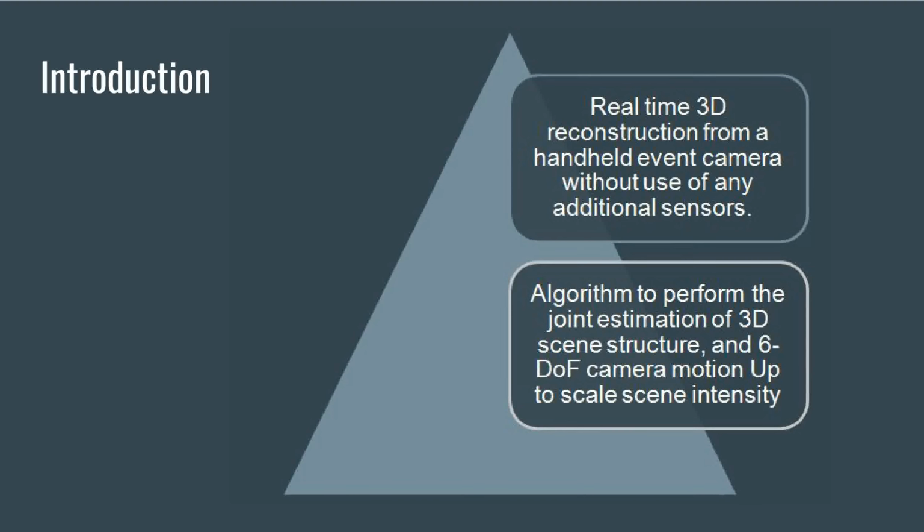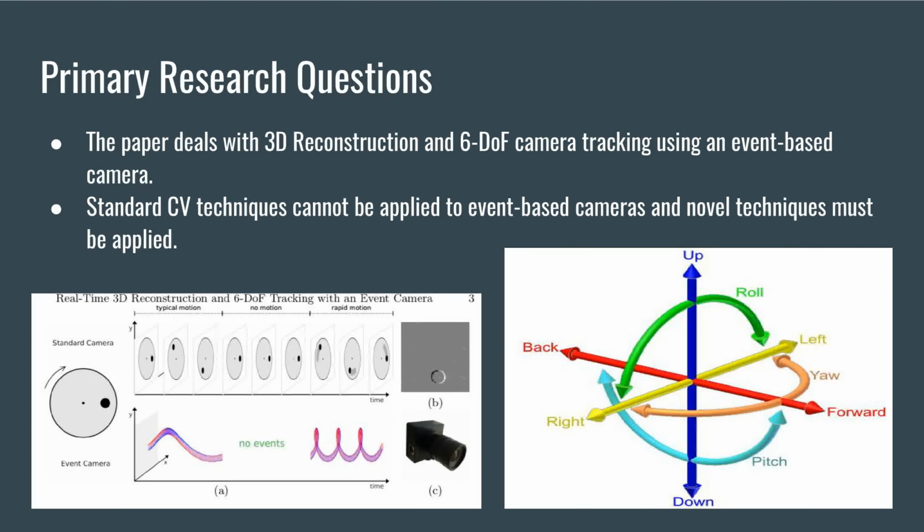Some of the primary research questions the paper is trying to answer are: 1. 3D reconstruction and 6 degrees of freedom tracking using an event-based camera. 2. Novel techniques must be applied for event cameras.